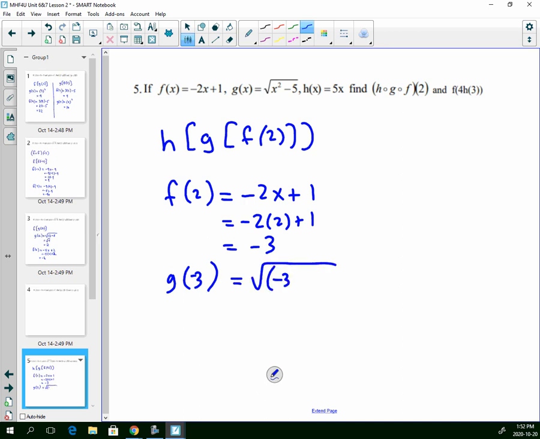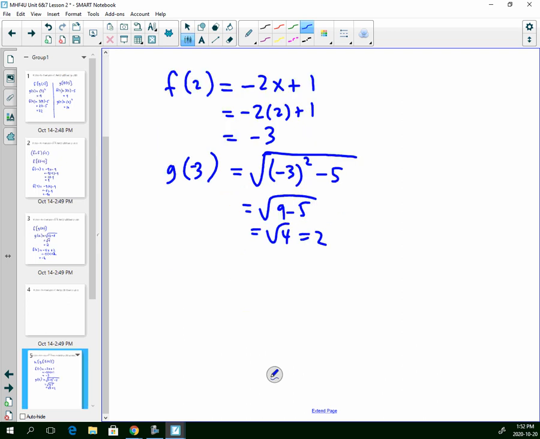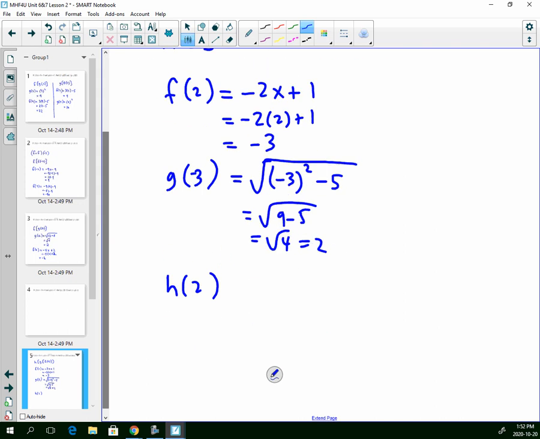Make sure when you sub it in, you put it in brackets, especially because this is squared. So we want to make sure that we get the signs correct. Right, so negative 3 squared is 9, not negative 9. And that gives me root 4, which gives me 2. And then that output becomes the next input, which is h of x, and that is given as 5x. So 10.